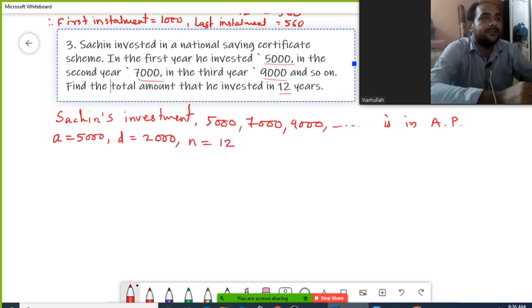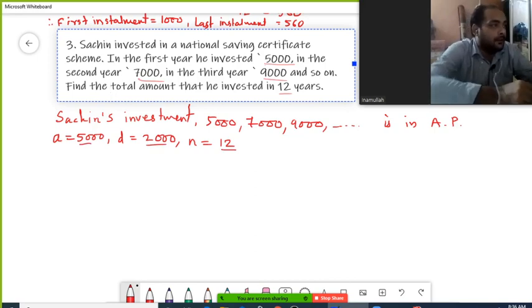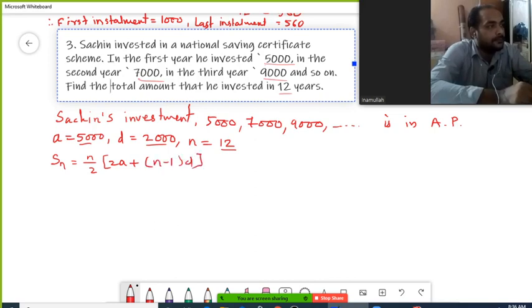And I think this is sufficient information to find out the total investment made by Sachin in 12 years, because we have the first term, we have the common difference, we have the number of years. So the formula for the sum of n terms is n by 2 into bracket 2a plus n minus 1 into d. So S12 we need to calculate: 12 upon 2, 2 into 5000 plus 12 minus 1 into d. D is 2000.